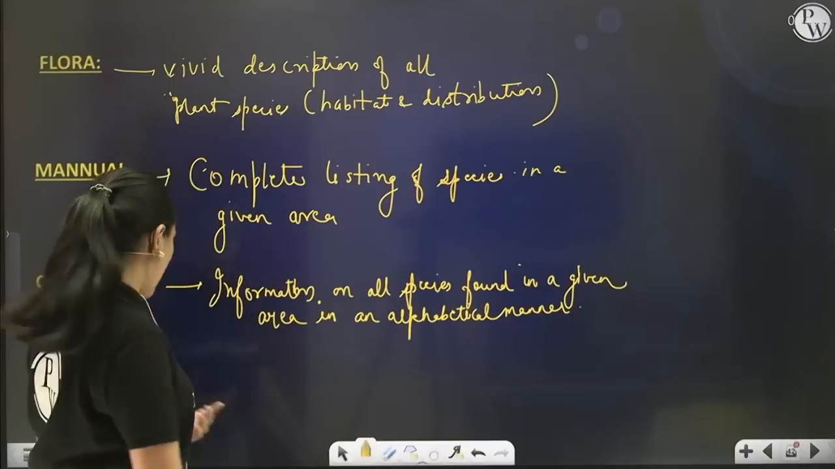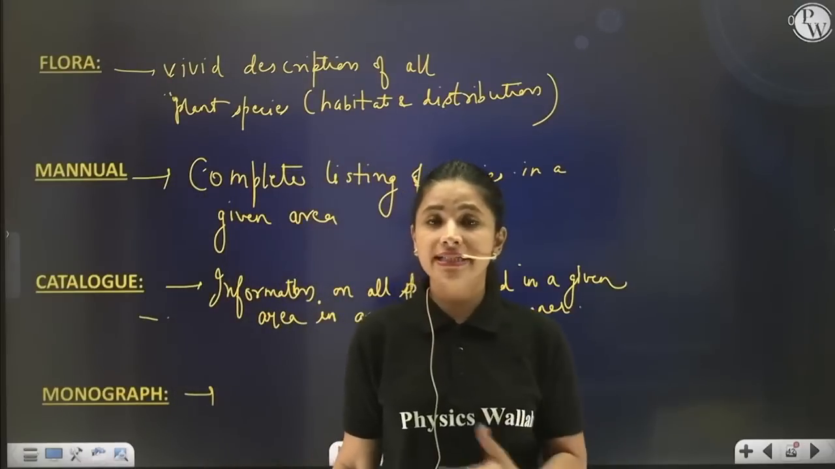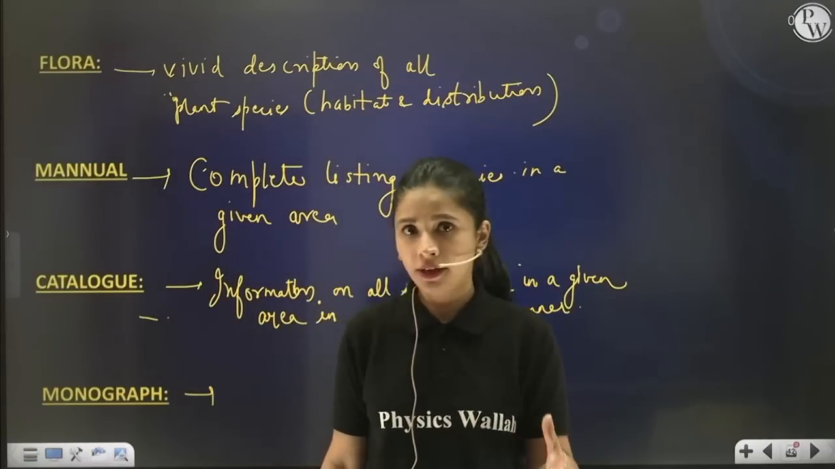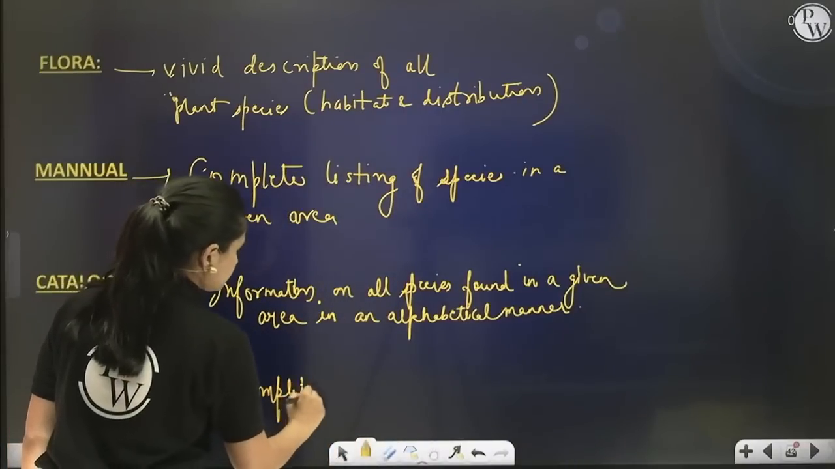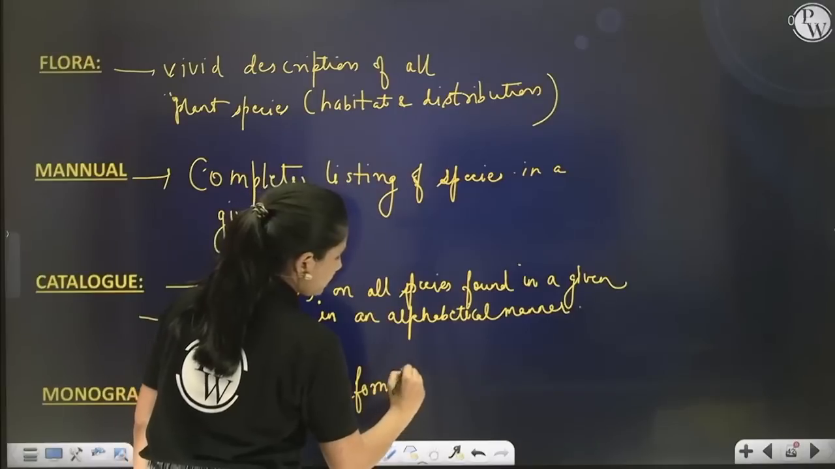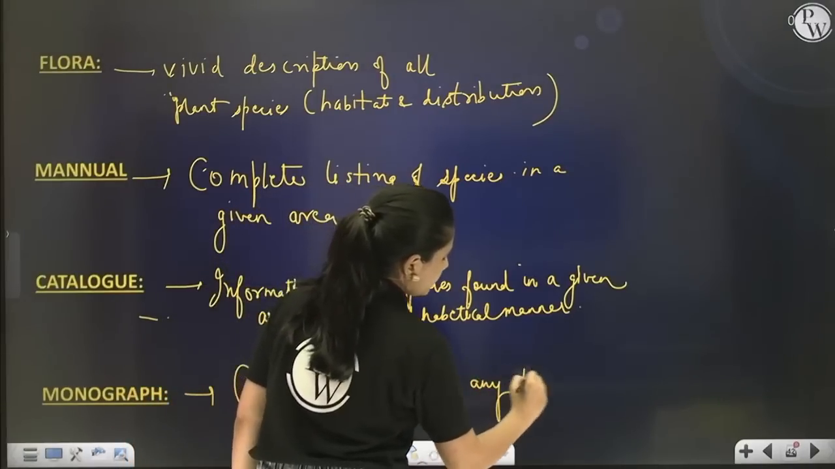Right? Last comes the monograph. Monograph means it's a book which provides complete information on any one taxon. Right? So monograph is complete information of any taxon.